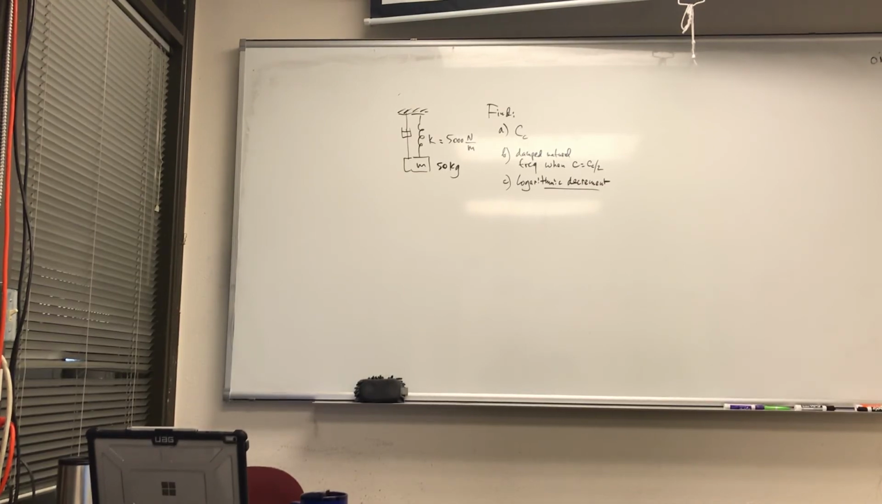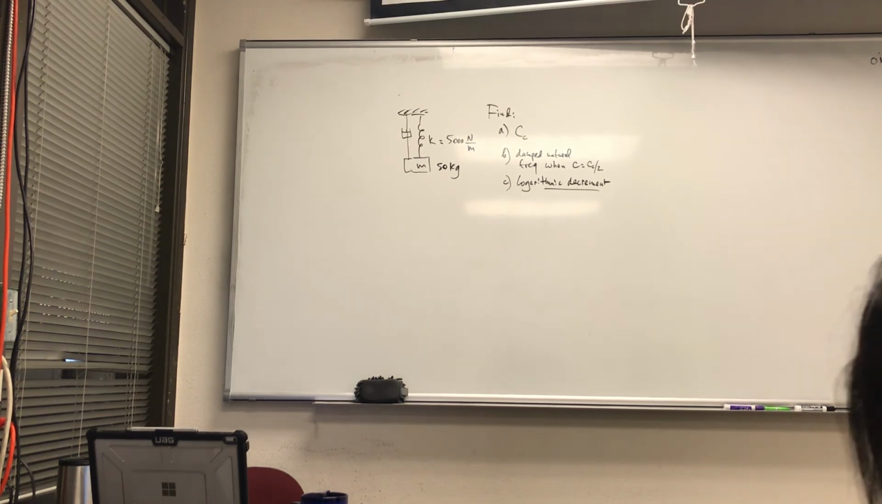Just so I'm getting my head straight, C equals CC, we figured out CC was 1,000, so divided by 2 is 500. So zeta is 500 over 1,000, or 1/2. Okay, so this omega d here is 1 minus 1/2 squared, square root of that. I find that out, I put that over here.